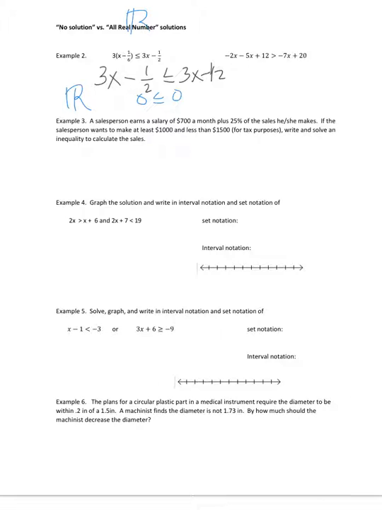So this is going to be all real numbers. This statement's always true. On the other hand, you can have over here -7x plus 12 greater than -7x plus 20. These cancel out. 12 greater than 20. That is false, so that's going to be no real solution.